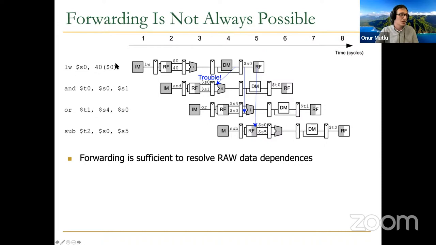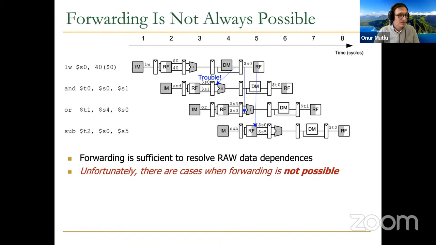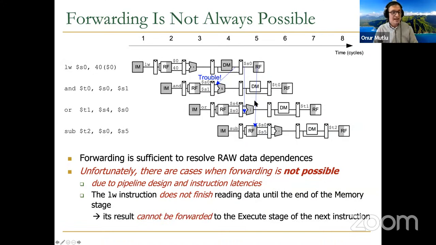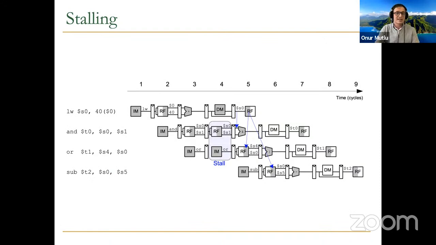Basically, there are cases when forwarding is not possible without breaking our principles, as we discussed, due to pipeline design and instruction latencies. For example, the load word instruction does not finish reading data until the end of the memory stage, and its result cannot be forwarded to the execute stage of the next instruction from the pipeline register after it's latched. That's why after a load word, you have a bubble, and you need to fill that bubble somehow, or you need to stall. You need to use any of the data dependence handling techniques that we discussed, but you cannot use forwarding unless you want to pay the cost of lengthening the clock cycle quite a bit. Okay, so this is our stalling. You need to stall the AND instruction and later instructions so that they get the correct value.